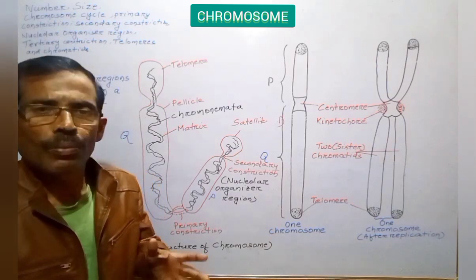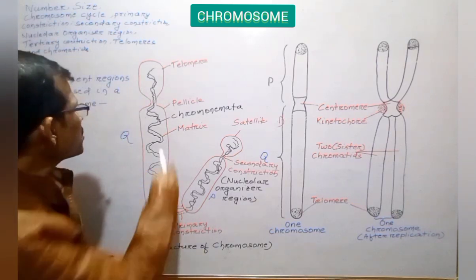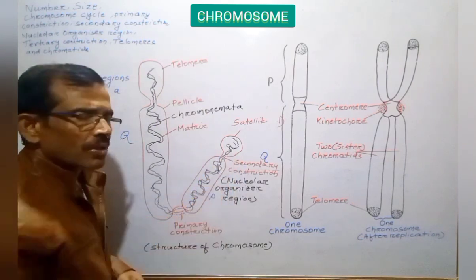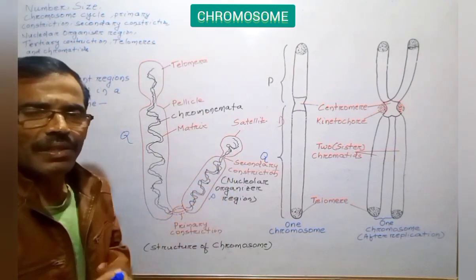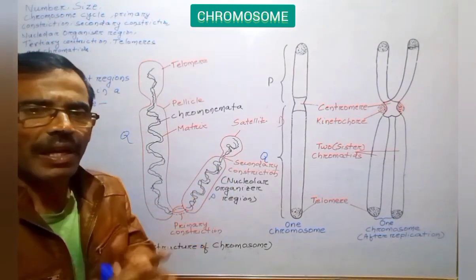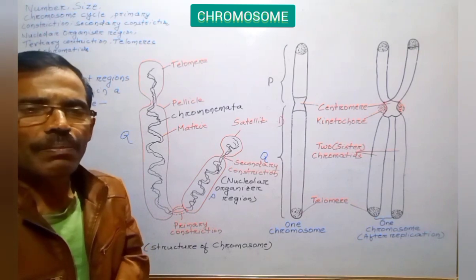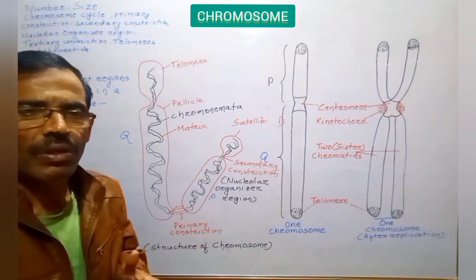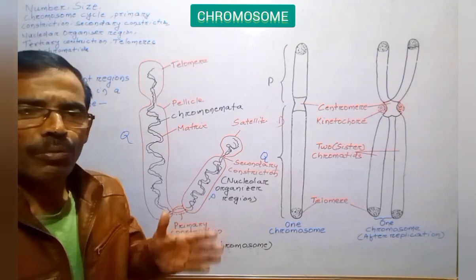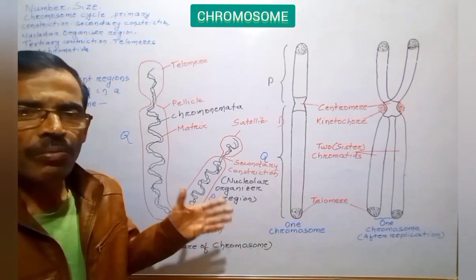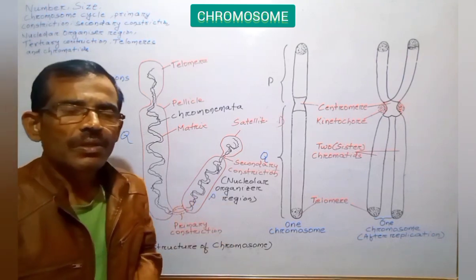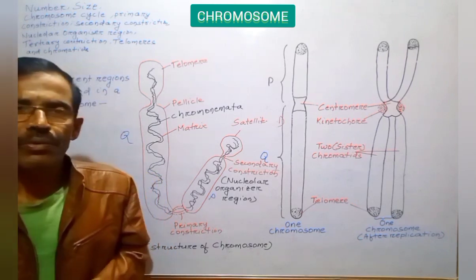Next, telomeres. Telomeres are the tips of chromosomes which provide stability and also maintain individuality by preventing the fusion between the tip of homologous and non-homologous chromosomes. So friends, this is all about chromosome.